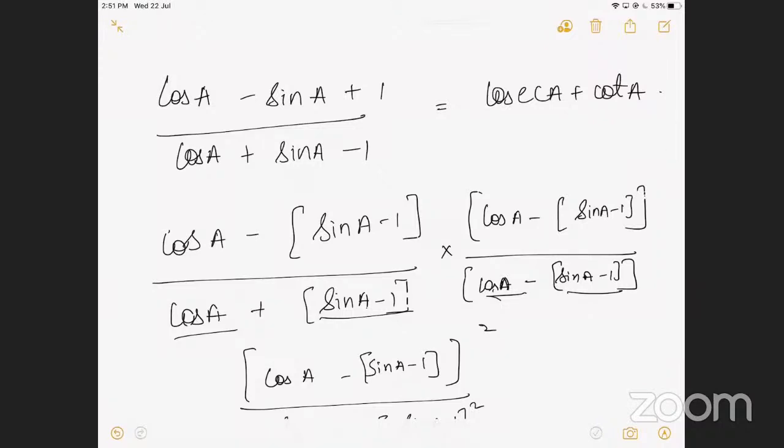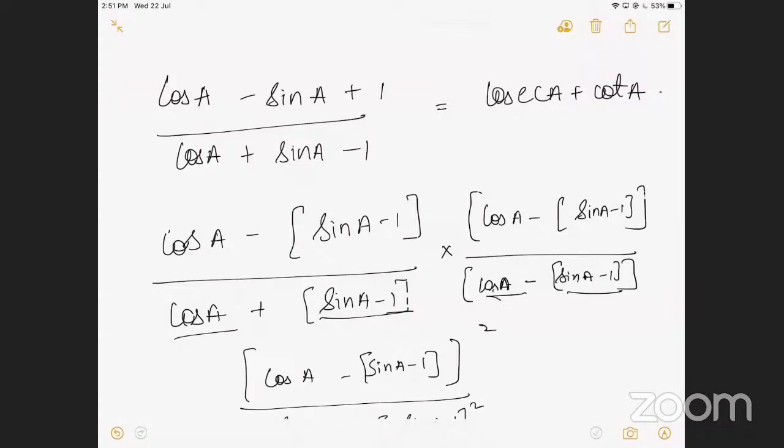Sir, I did the fifth one with a different method. Okay, could you explain? Yes, sir. So first I took the LHS, and then I divided all the terms by sin A. Then by the formula, cos A upon sin A will be cot A. You explain, I can understand. So afterwards it becomes cot A minus 1 plus cosec A upon cot A plus 1 minus cosec A.